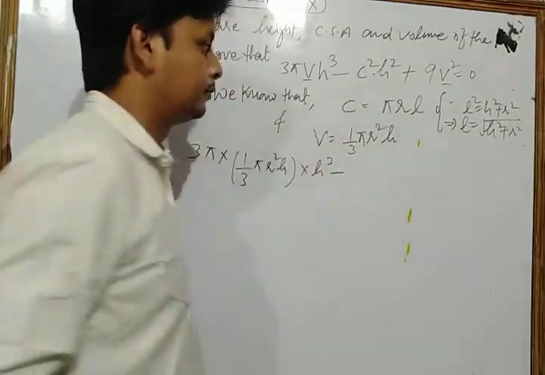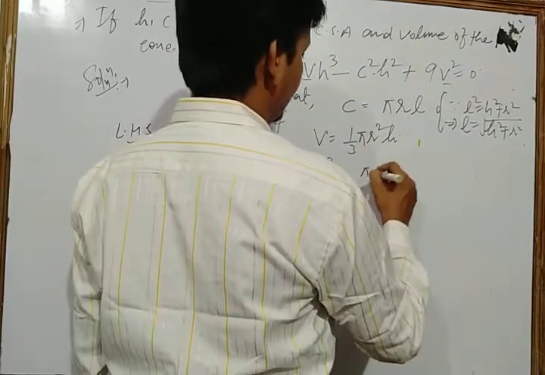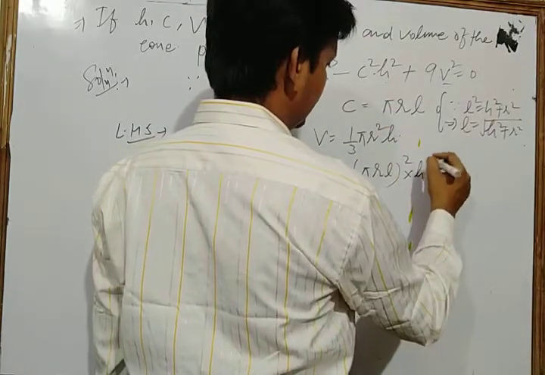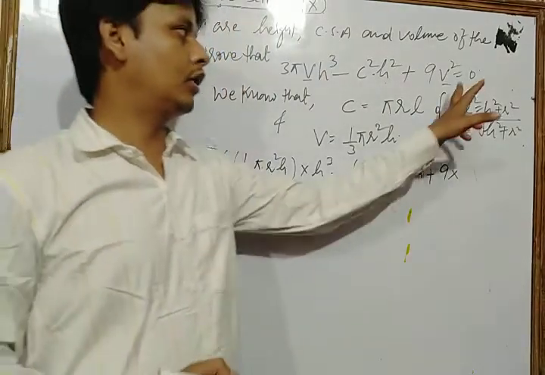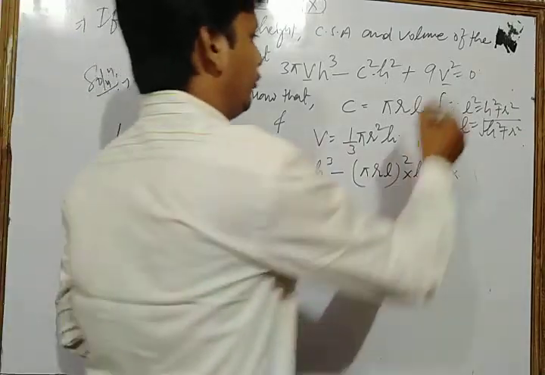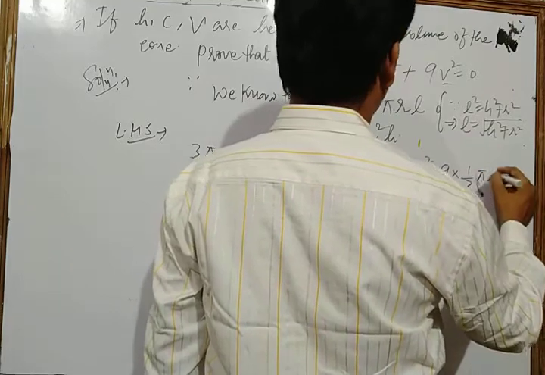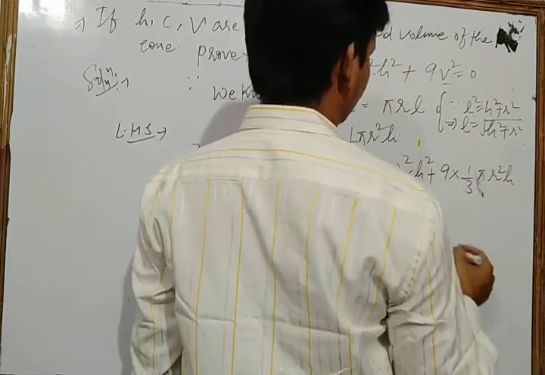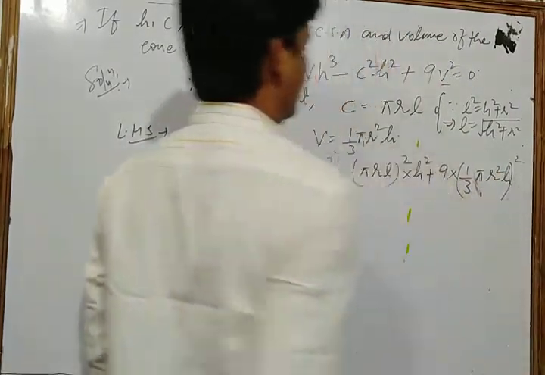Now minus C square. C is what? It's the curved surface area. So here we put pi R L square into H square, written as it is. Plus 9 into V square. This V is the volume of the cone, which is 1 by 3 pi R square H. So we put V as 1 by 3 pi R square H, the whole square, that is V square.